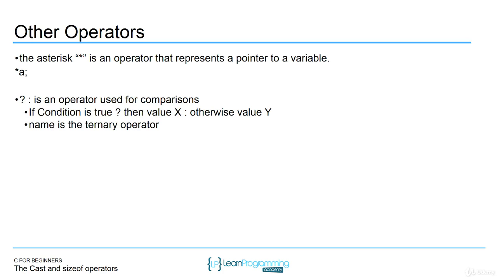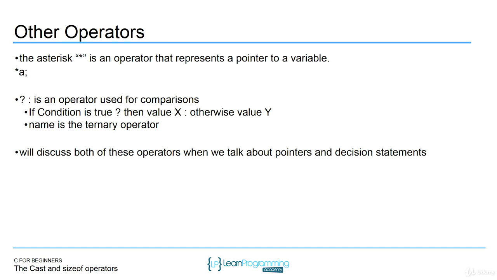You may also see the question mark colon. This is an operator that's used for decision making. If the condition is true, if the thing to the left of the question mark is true, then the value to the right after the colon is evaluated and so forth. Otherwise, it's a shorthand notation for an if-else statement. It's called a ternary operator.